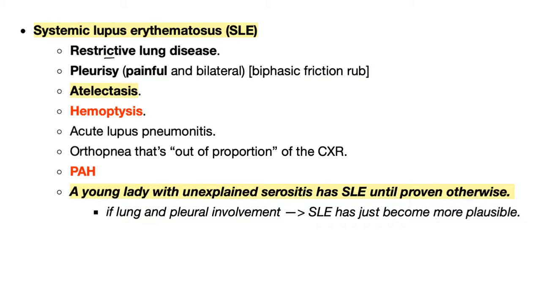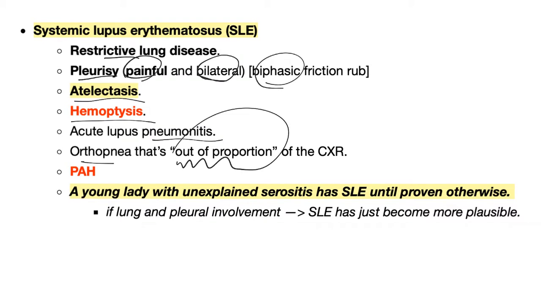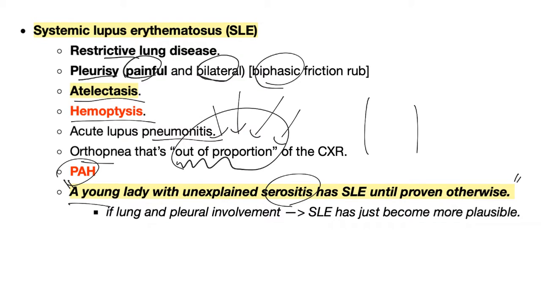Let's talk about lupus, restrictive lung disease, pleurisy, which is painful and bilateral and biphasic. Wow. Atelectasis, hemoptysis, acute lupus pneumonitis, orthopnea that's out of proportion to the findings on that chest x-ray. So the chest x-ray has very benign findings, very mild disease, but the orthopnea, man, the patient is yelling at you. Pulmonary arterial hypertension. A young lady with unexplained serositis has lupus until proven otherwise. Those are words of wisdom from Dr. Edward Golion.